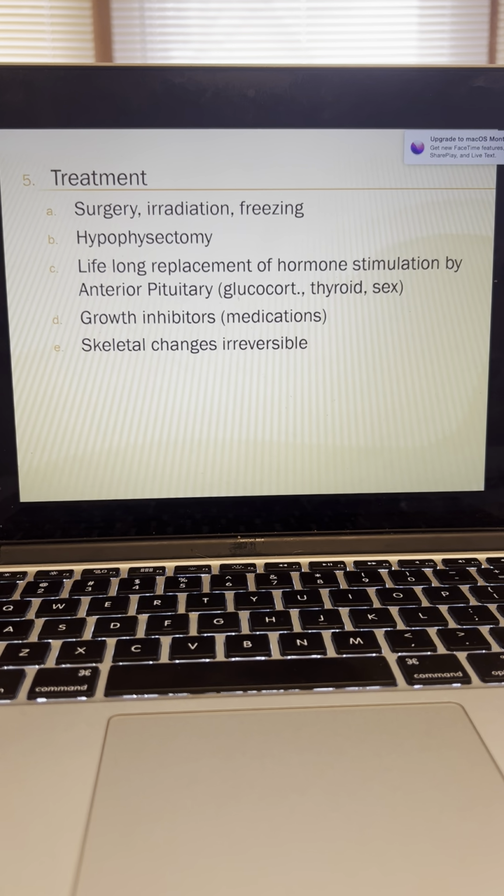Lifelong replacement of hormone stimulation by the anterior pituitary. So you would need those glucocorticoids, thyroid medications, maybe sex hormones. Letter D, there are growth inhibitors that you can take, medications. And letter E, remember that the skeletal changes are not reversible.